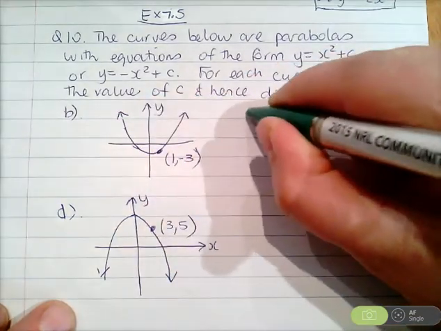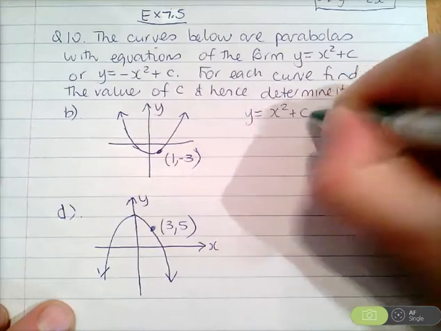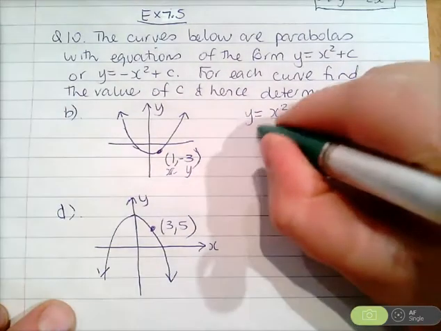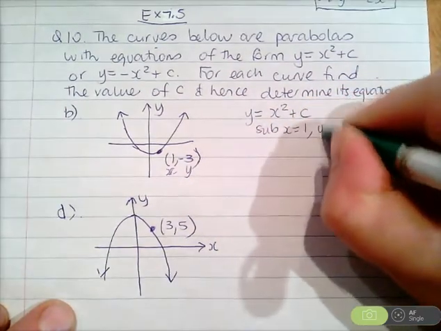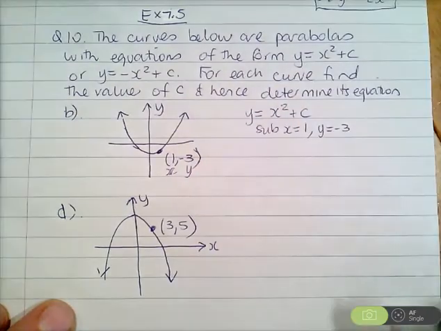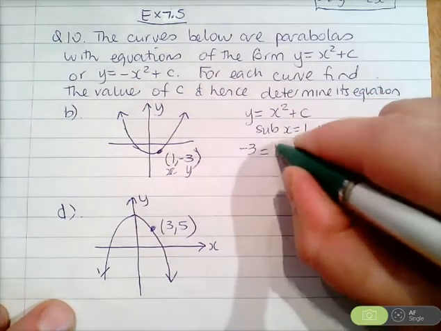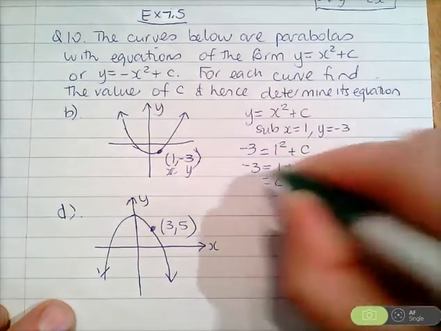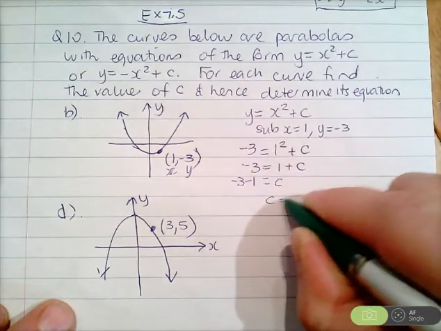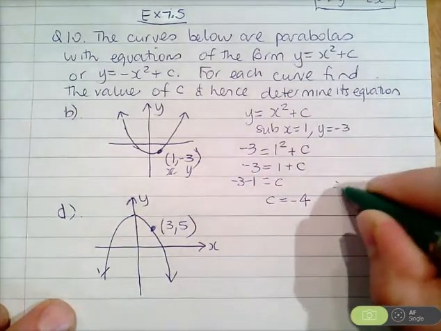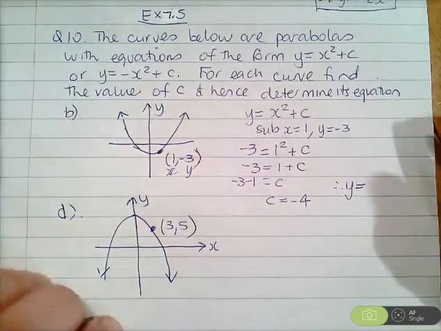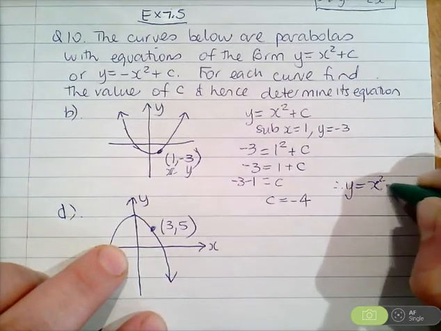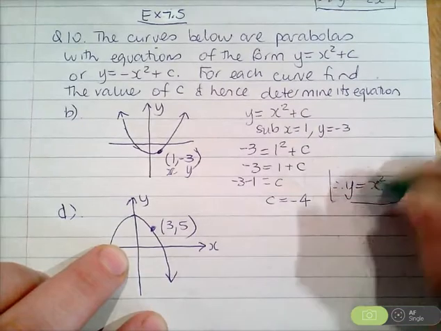Now for the first one, this is concave up, so it is y equals x squared plus c. We've got the point here 1, -3, so we're going to substitute x is 1, y is -3 into that equation up there, and we will get -3 equals 1 squared plus c. -3 is 1 plus c, so c will be -3 minus 1, so c is -4. So therefore your equation will be y equals x squared. Now your plus c, the c is -4, so you get y equals x squared minus 4.